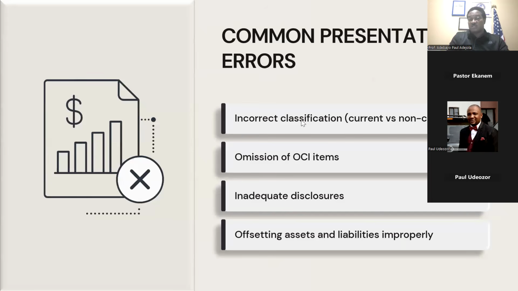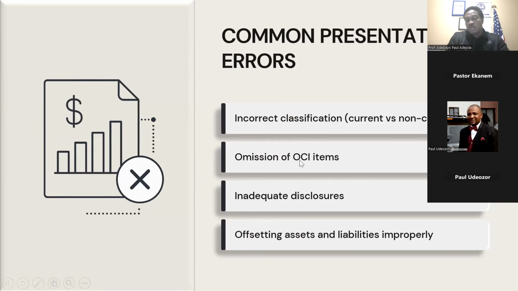Common presentation errors: incorrect classification. You remember one of the questions we solved when we were handling IFRS accrual. We were given the financial statements prepared under cash basis, and we were asked to prepare the opening statement of financial position. What was the task we did then? If you remember, we reclassified. So when you make a mistake and classify an item that is supposed to be current as non-current, that means technically the financial statement is faulty.